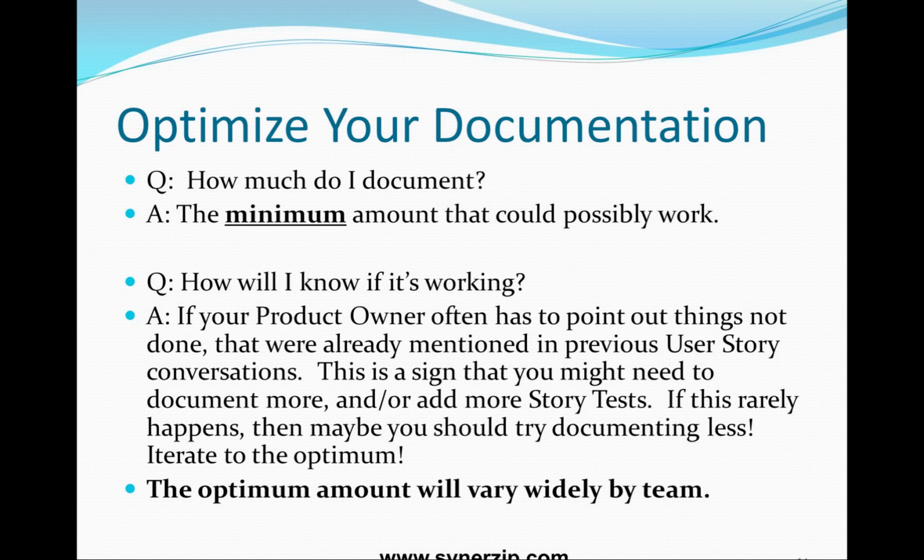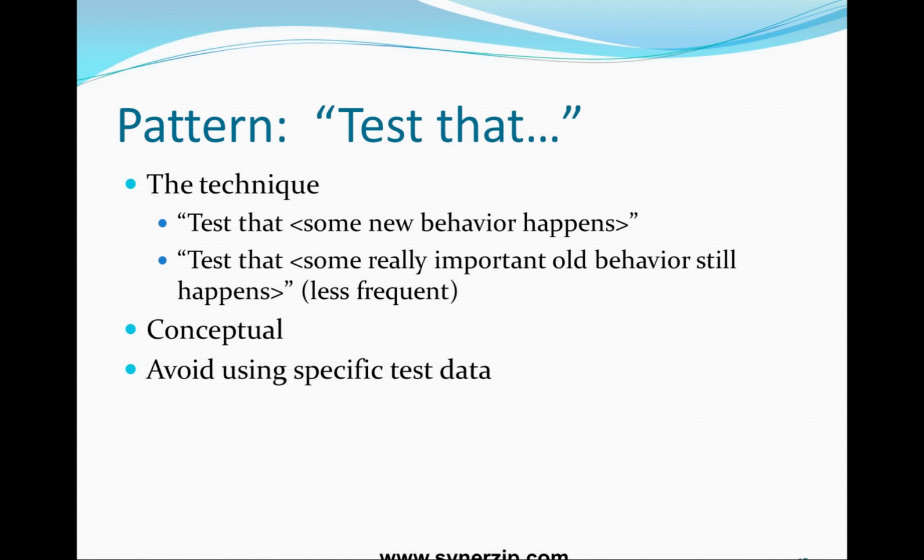So the first pattern is the test that pattern. The technique for the test that pattern is you start a sentence with the words test that. And then you put in some new behavior that happens given the new functionality. Less frequently, you may want to still test that some really important old behavior still works correctly. But again, we're really documenting new behavior more so than old behavior. The problem with documenting every single test that statement for every piece of behavior in your system is you end up with stories way, way long, and you don't want that. They should be able to fit on a 5x8 card if necessary. So that's really what we want to do here.